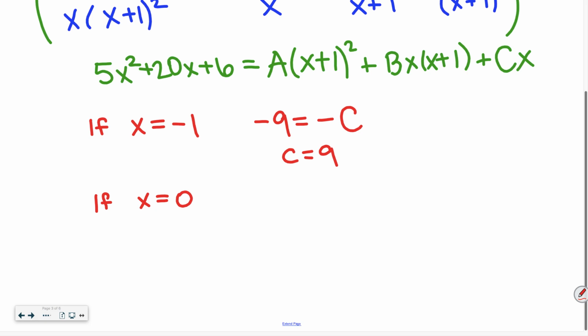A fancy 0. Okay? We have the factor of x, so we can plug in 0 to make that go away. So over here, 5 times 0 squared plus 20 times 0 plus 6. We would have 6 on the left side. Here we would have A times 0 plus 1 squared. Plus B times 0 times 1 plus C times 0. Okay, A is 6.